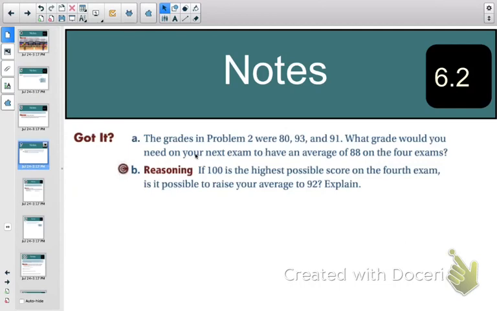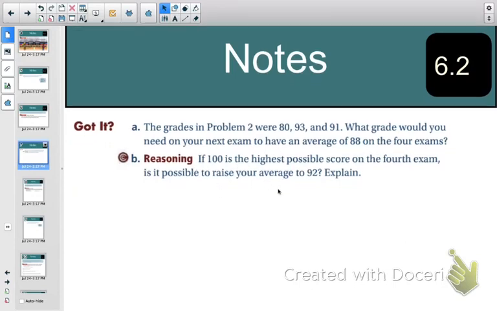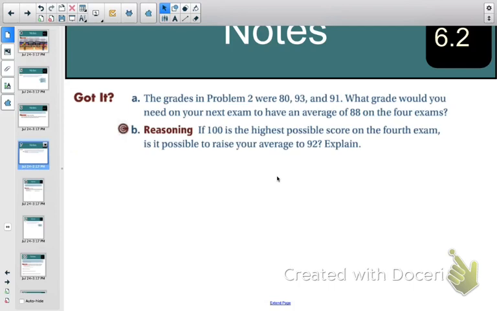What grade would you need on your next exam to average an 88 on the 4 exams? Go ahead and try this one, and then we'll come back and talk about it. Pause this in 3, 2, 1, pause.